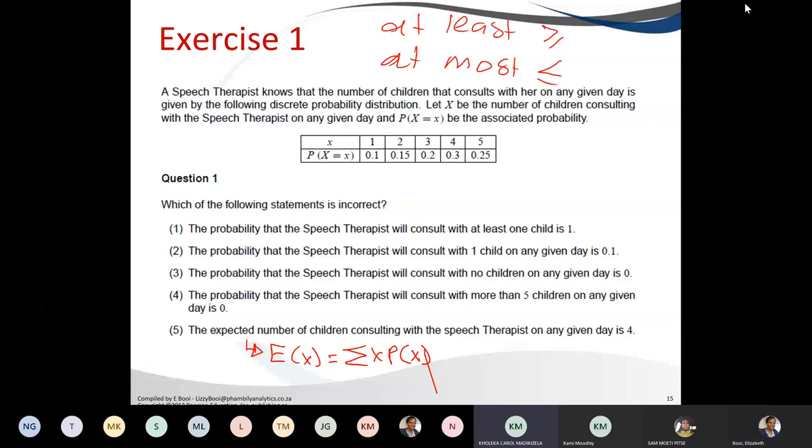For the first one, the probability that the speech therapist will consult with at least one child is one. Let's do it so that everybody can understand how we get it. The probability that at least one child, we will write it as the probability that x is greater than or equal to one. So the probability is 0.1 that at least one child will get one. Yes, so it means you add all of them because it says it's more than or equal to 1, therefore it's equal to 1. So this is the right answer.